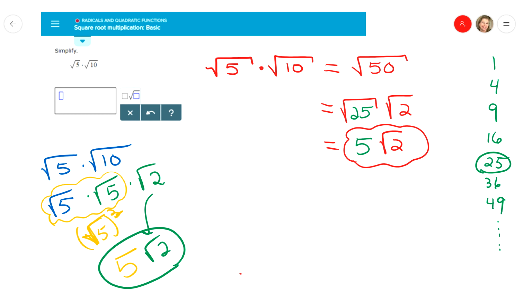So there you go. It works both ways. Whichever way makes more sense to you. I don't really know of another way to do it. So yeah, for that one, that's it. That's all I got.